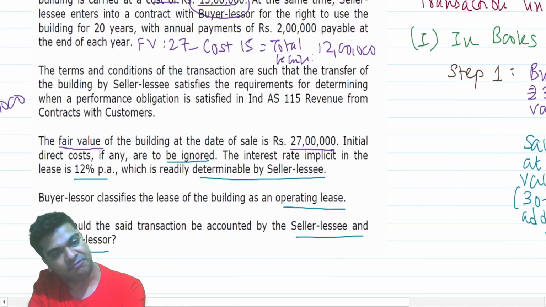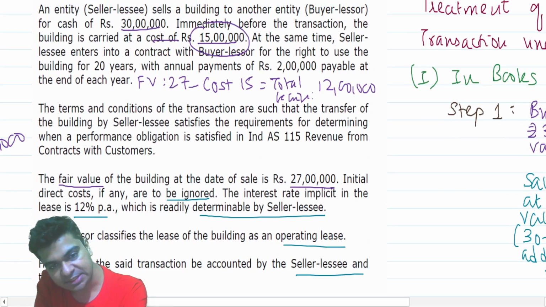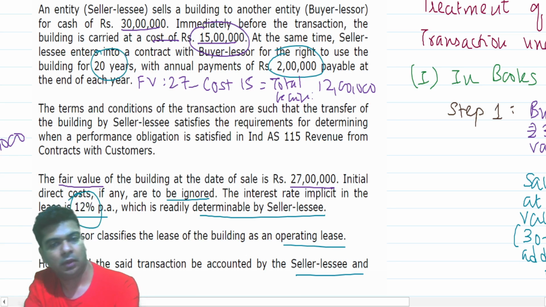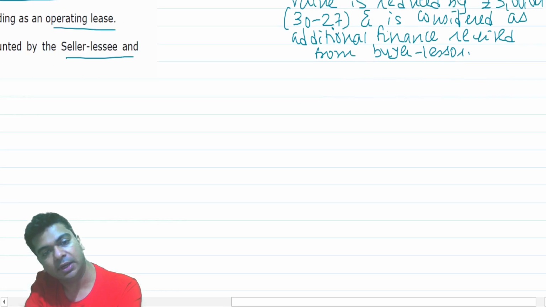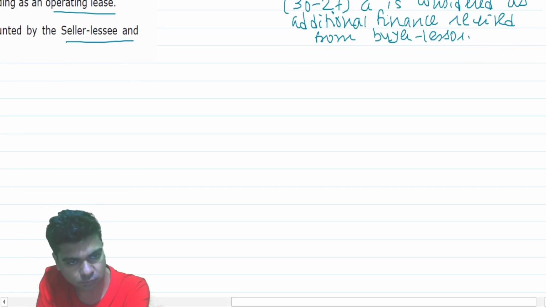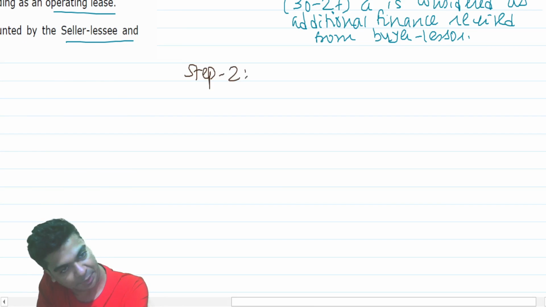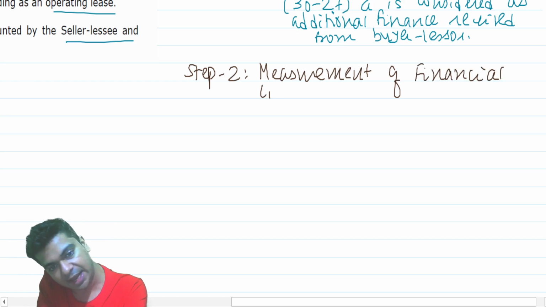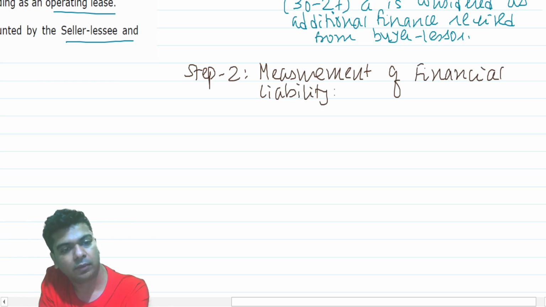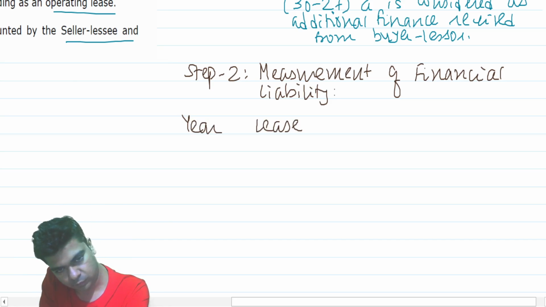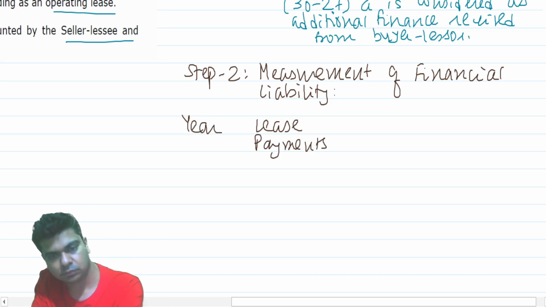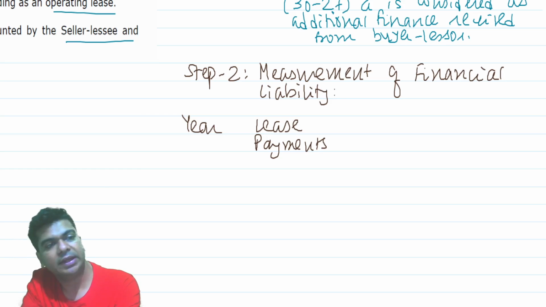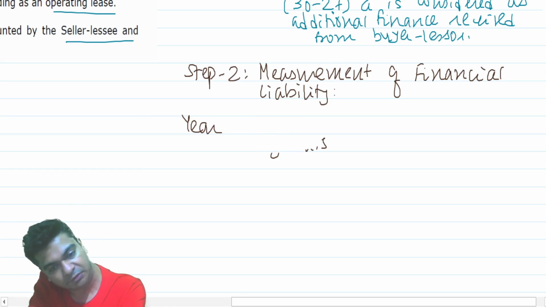What is the lease rent that we have agreed for? What's the annual payments? They are saying annual payments is 2 lakhs, 20 years and 12%. Okay. This will give us the financial liability. So I'll apply the second step now: measurement of financial liability. You'll say here, instead of lease payments, let's use the word total payment.